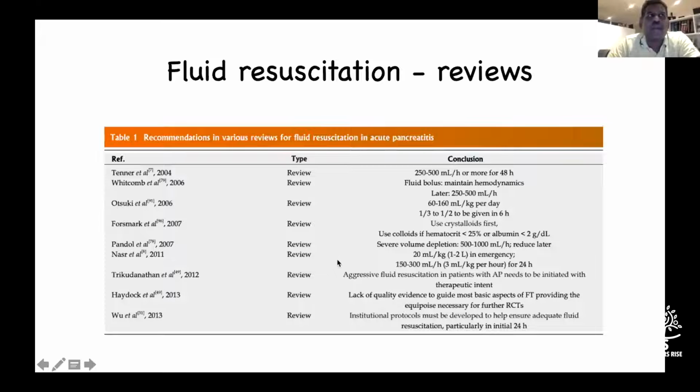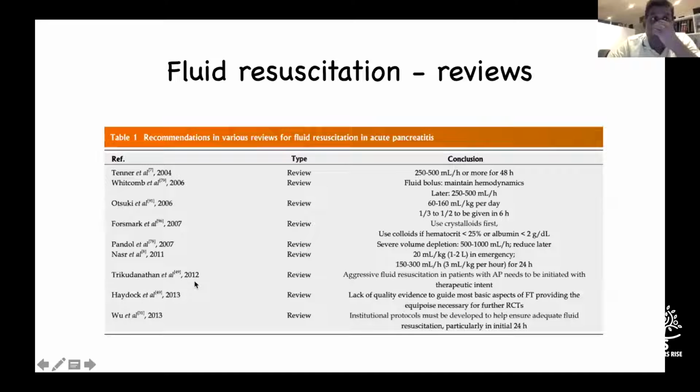For Pandol, it came to severe volume depletion. They used 1000 ml per hour initially, but the duration is not clear. Reduced to 20 ml in an emergency, and then 150 to 300 ml or 3 ml per kilogram per hour for 24 hours. That's usually about, for 70 kilos, it would be about 200 cc's.